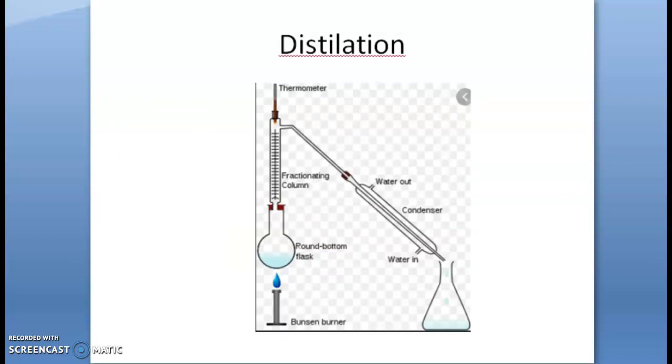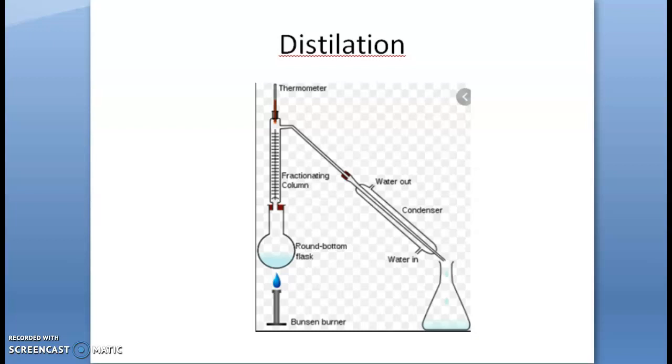Now, this is the diagram of the distillation method, where we use a condenser. What is a condenser? A condenser is the instrument which we use to maintain the temperature of the vapors inside it. For example, we have water inlets and water outlets, which continuously flow throughout that condenser, and it helps the vapors settle down into liquid form, and then we can separate it into the beaker or flask.